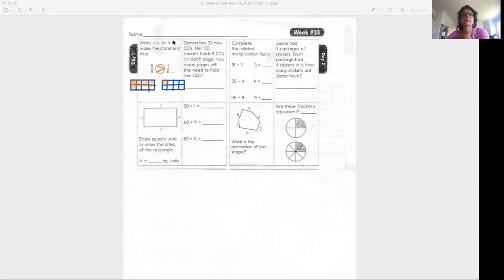It's a word problem. It says Donnie has 32 new CDs. So I'm going to underline 32 new CDs. That's one of my knowns. Her CD carrier holds 4 CDs on each page. So 4 CDs on each page. I'm starting to visualize that, a page, with 4 CDs on each one. How many pages will she need to hold her CDs?